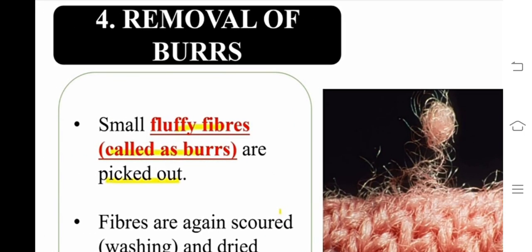Next one is the fourth step of processing of wool, that is removal of burrs.